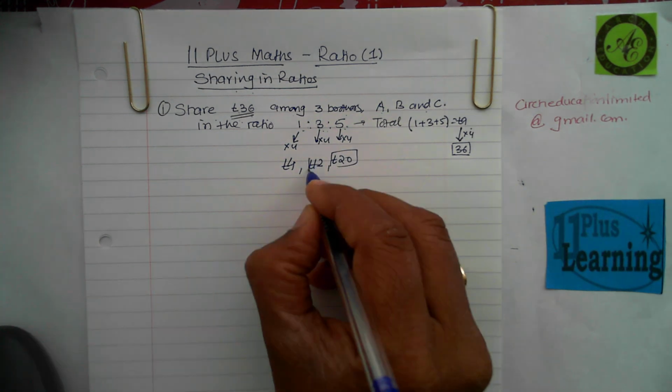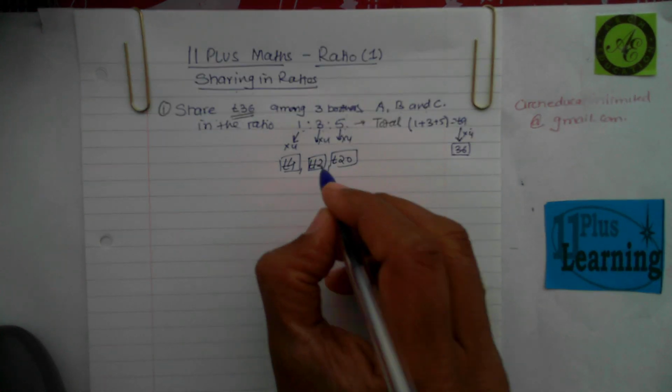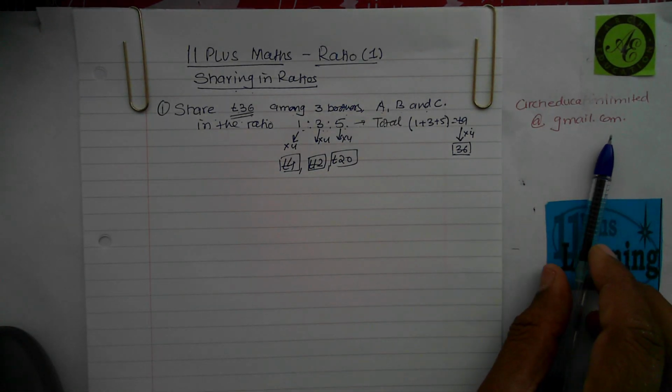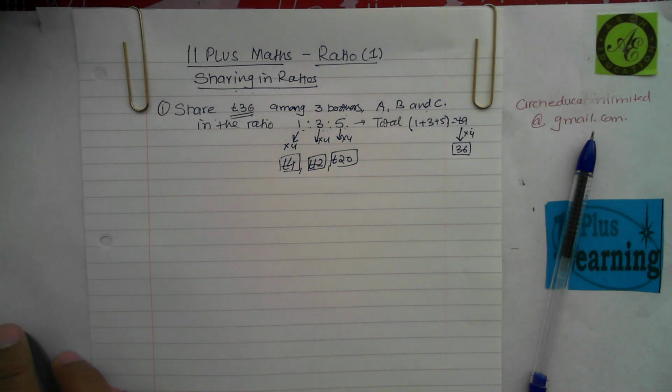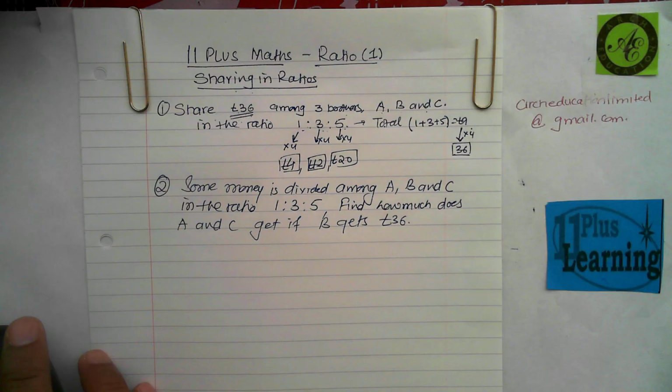How do we check if that's correct? We add them all together. That should equal the total amount which needs to be distributed. Okay, that was simple. I'm pretty sure you've got that.